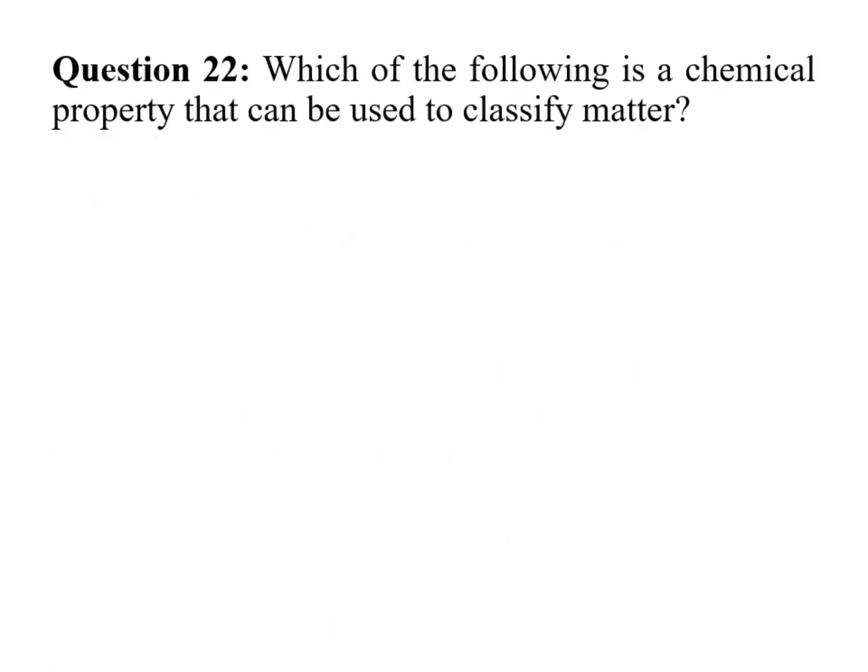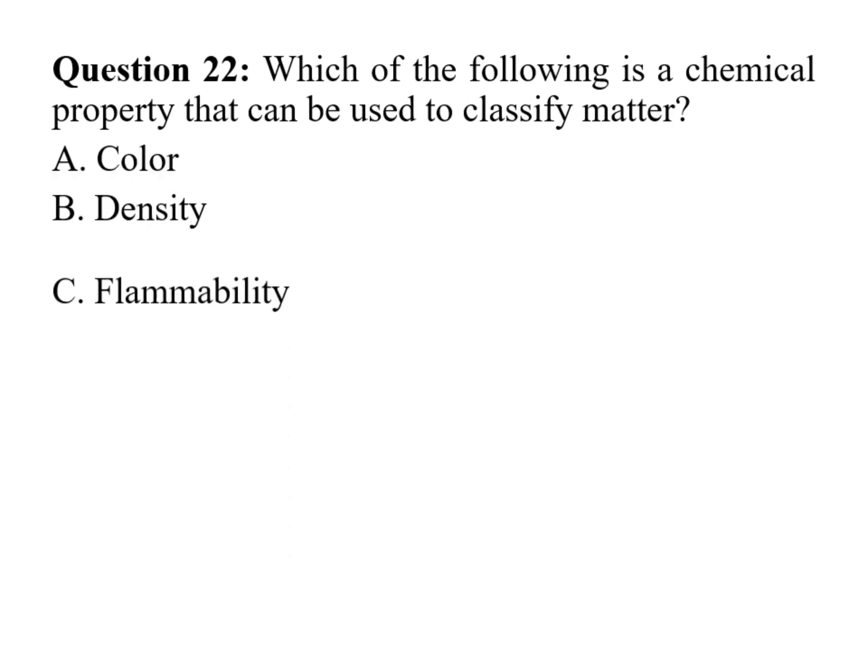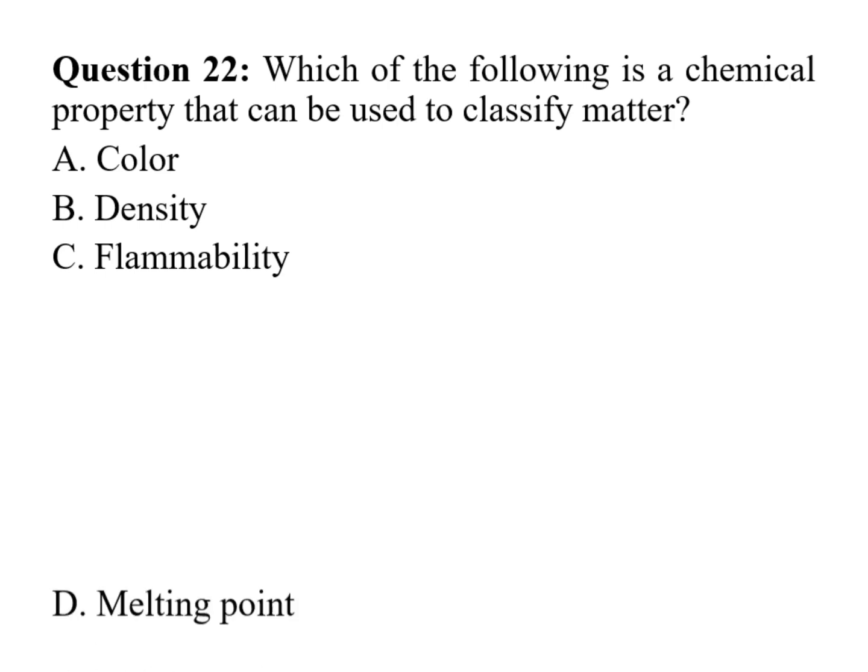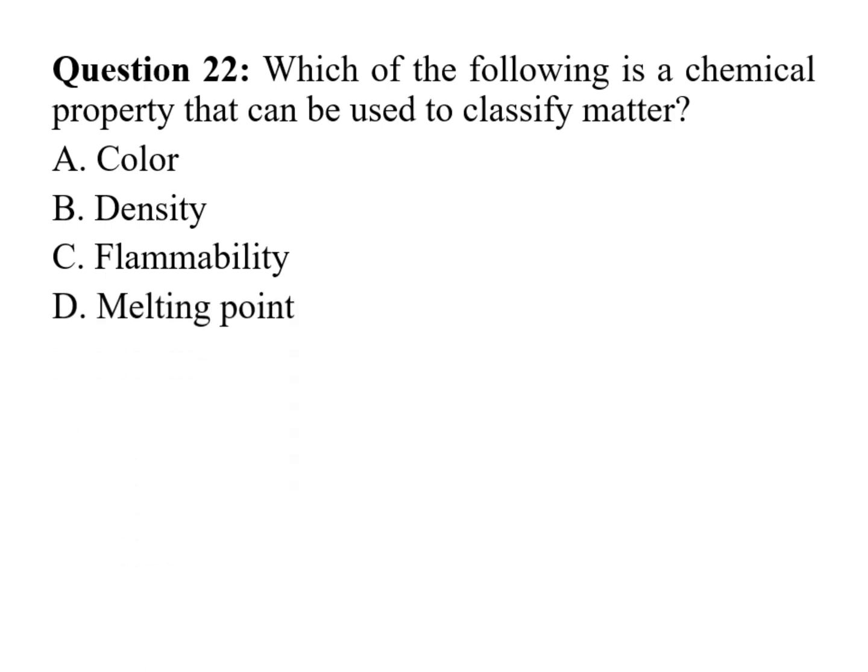Question number 22. Which of the following is a chemical property that can be used to classify matter? A. Color. B. Density. C. Flammability. D. Melting point.